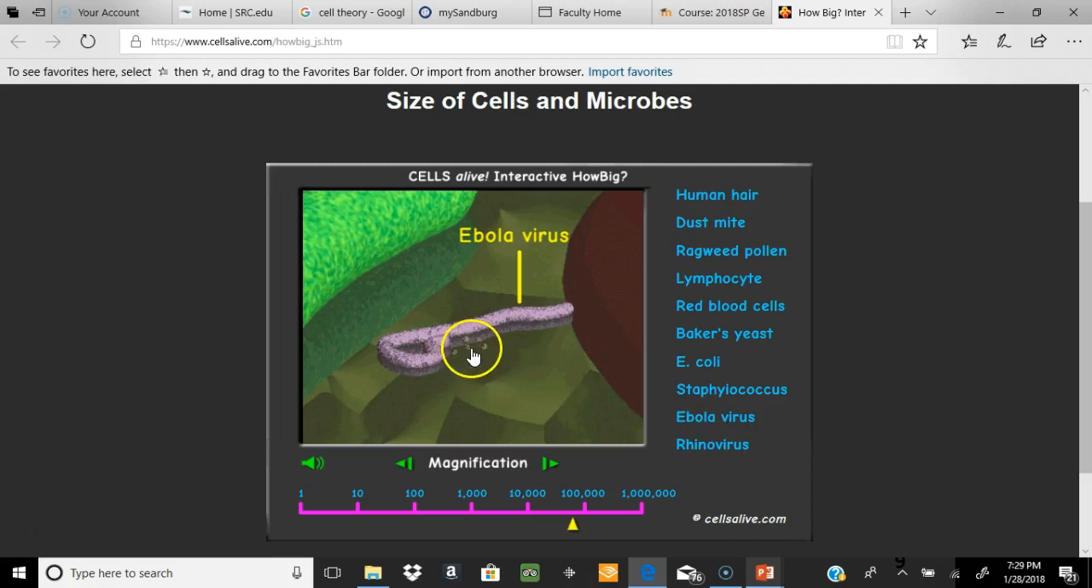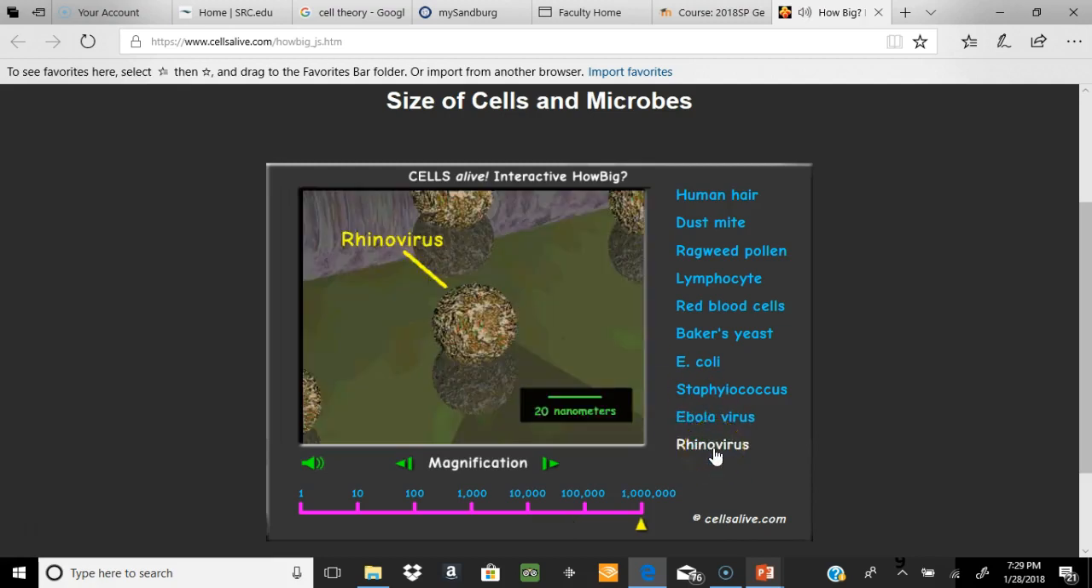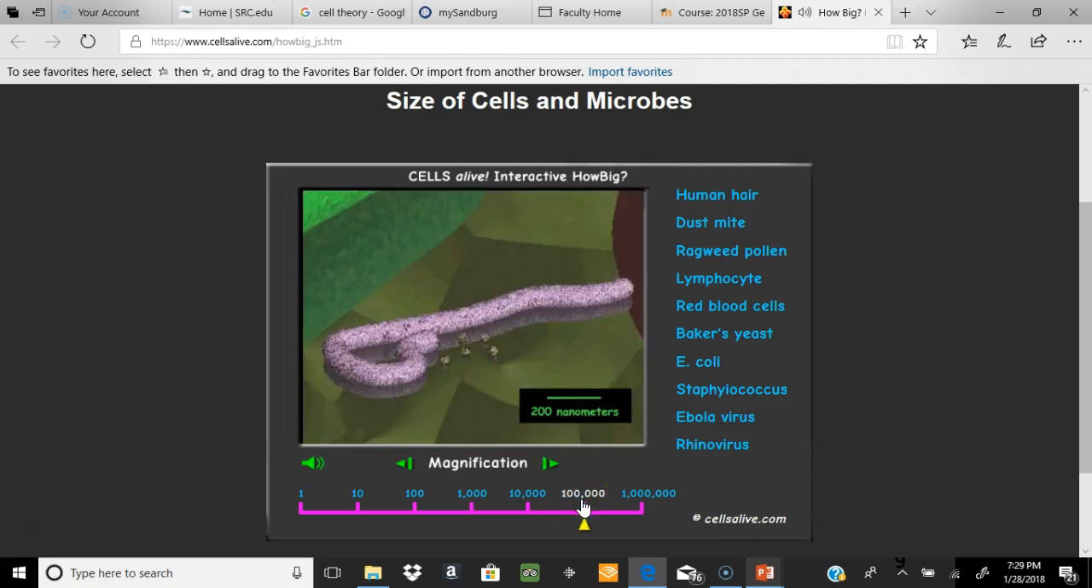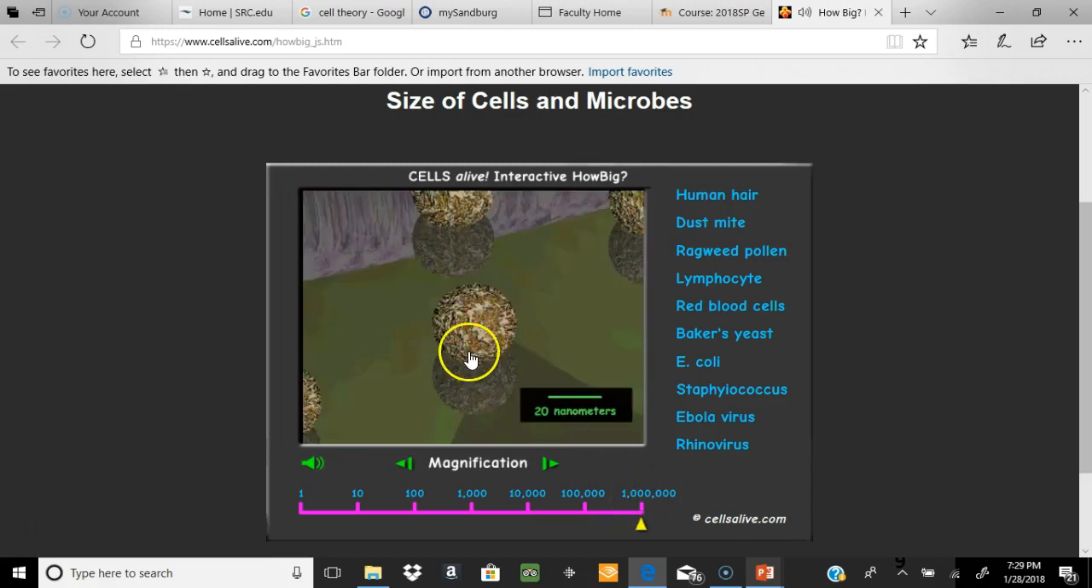Then, did you see those little tiny things? Let's get a little closer. Boom. Those are rhinoviruses. So if we get closer, you can see them even better there. There's a bunch of them, but if we get real close, you'll see that's a rhinovirus. The rhinovirus is what causes colds. Isn't that kind of cool?